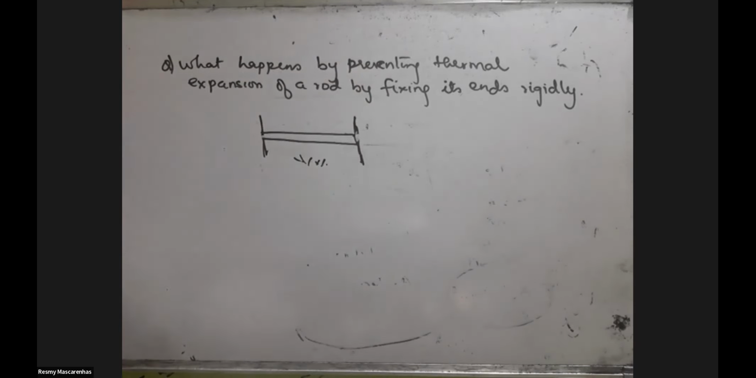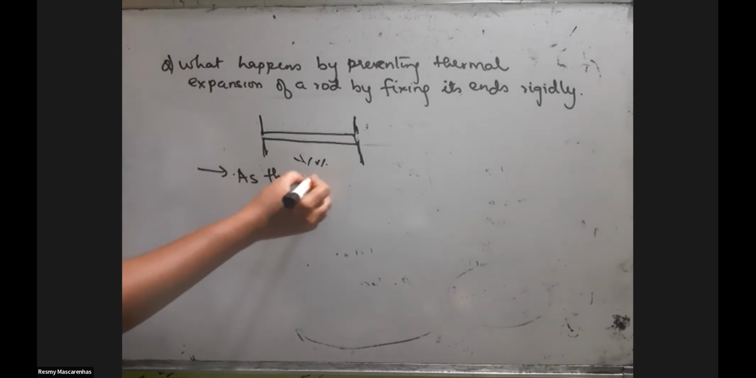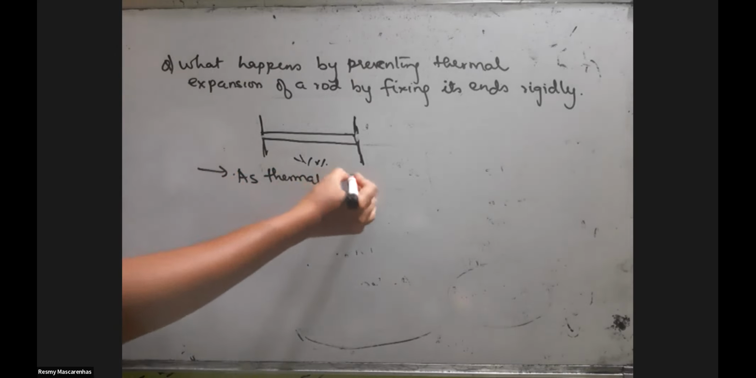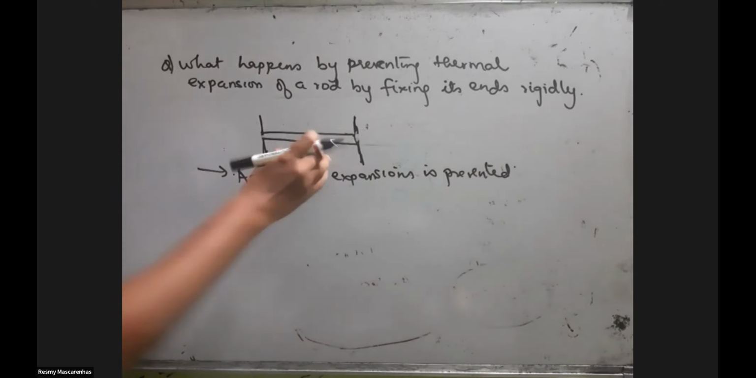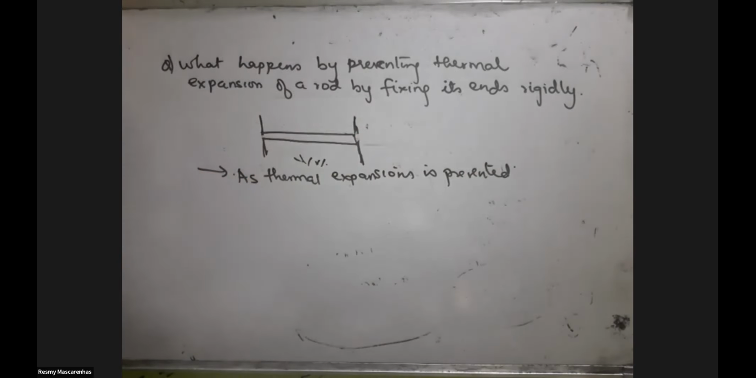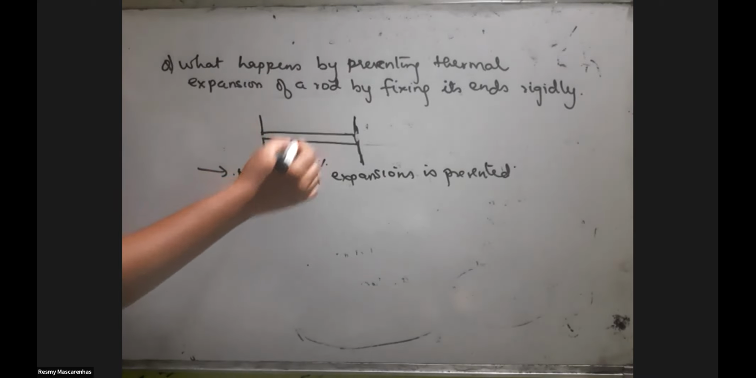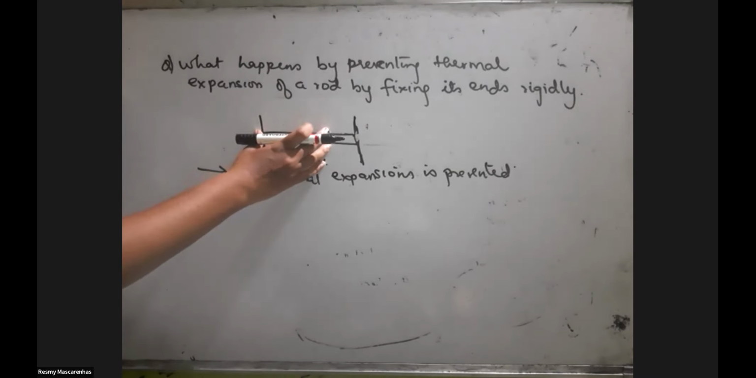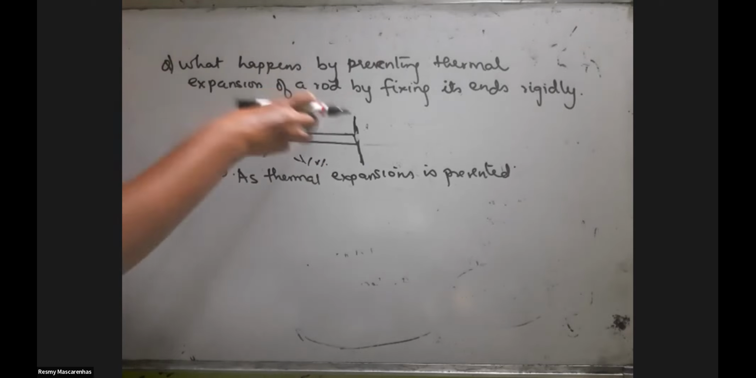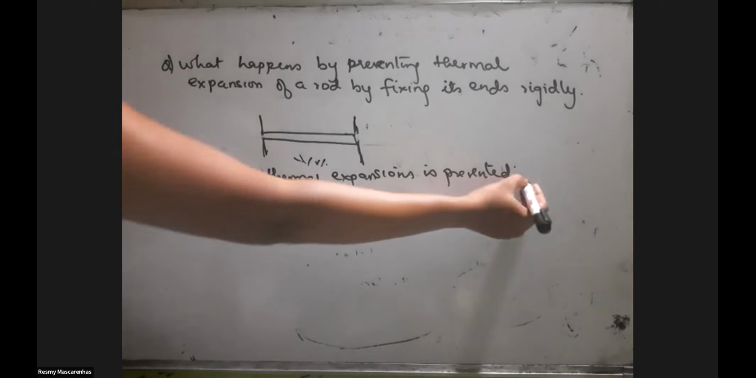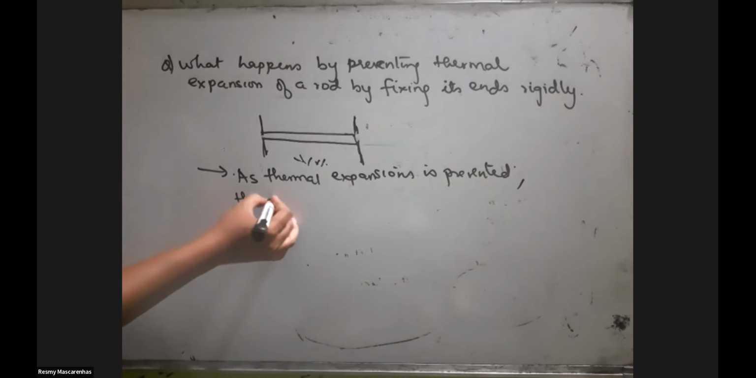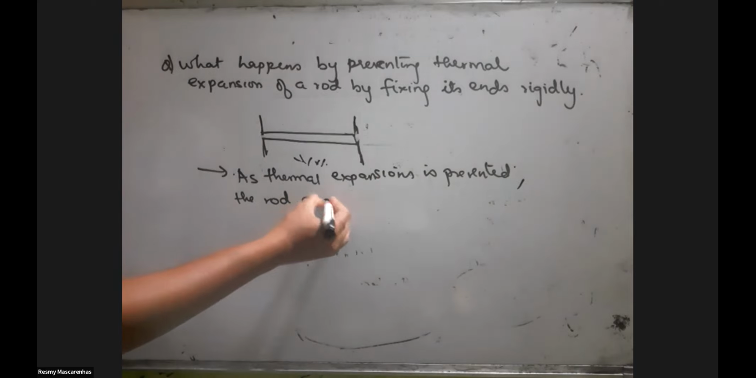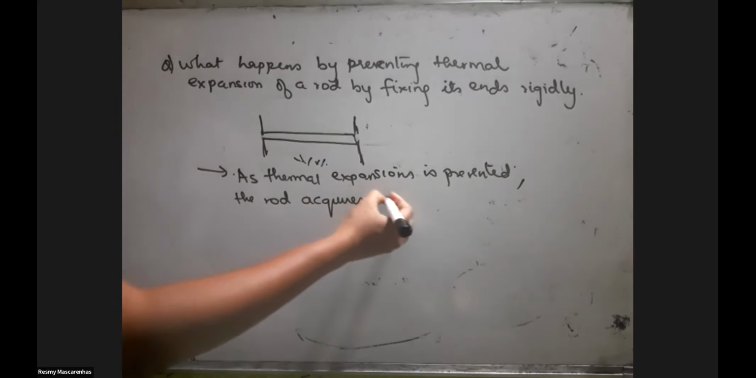What is going to happen is, as thermal expansion is prevented, it wants to expand but is not able to expand. So what happens is, there's something called a strain which develops inside it. Like there's some force acting on this. So the rod acquires, means gains, a compressive strain.